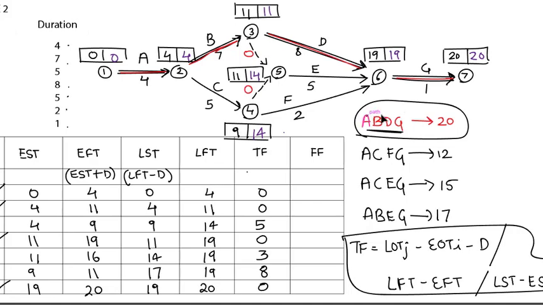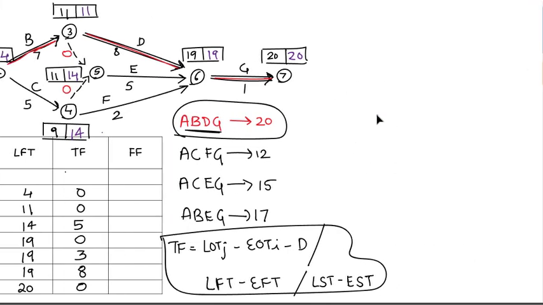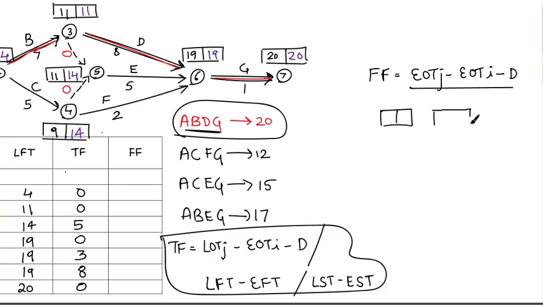Okay, now let's check out the individual float values. For free float, the formula is EOTJ minus EOTI minus D. I generally remember this by putting smileys. So this is EOTJ minus EOTI minus T, and for total float it is something like this. It's the biggest smiley. So it is LOTJ minus EOTI minus D. So total float is the bigger smile, free float is one step smaller smile.